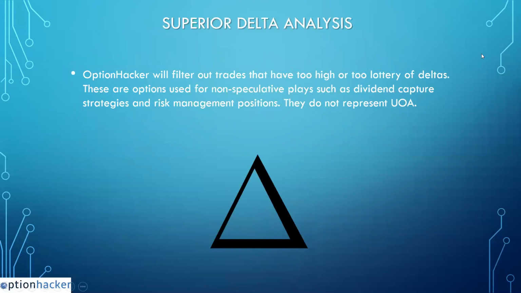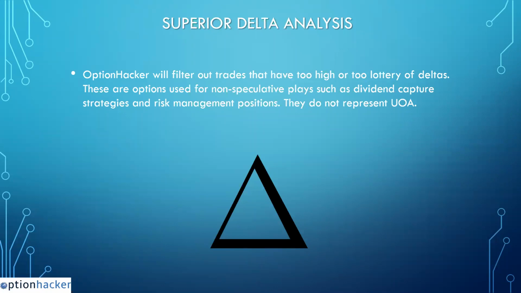So that's what the delta analysis that we do hopes to solve for, and also what some of the rest of the volume comparisons do as well. We filter out trades that have too high or too low of deltas relative to what we would consider a normal speculative bet.